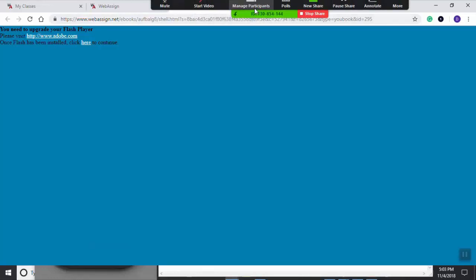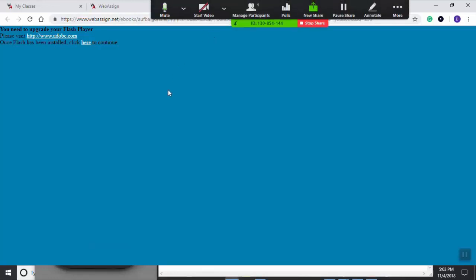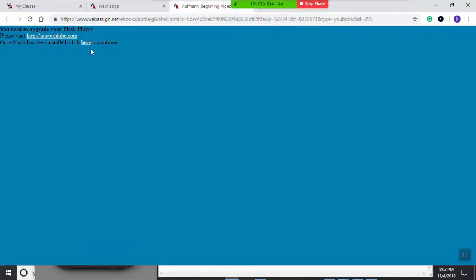Okay, this is what's common for you to see when you first get to this page. It says visit this once Flash has been installed. So people go there and install the Flash player, which is free. You shouldn't have to pay for it. And then they click here to continue. And if you click there to continue, it doesn't do anything. The reason why is because Flash is not allowed.